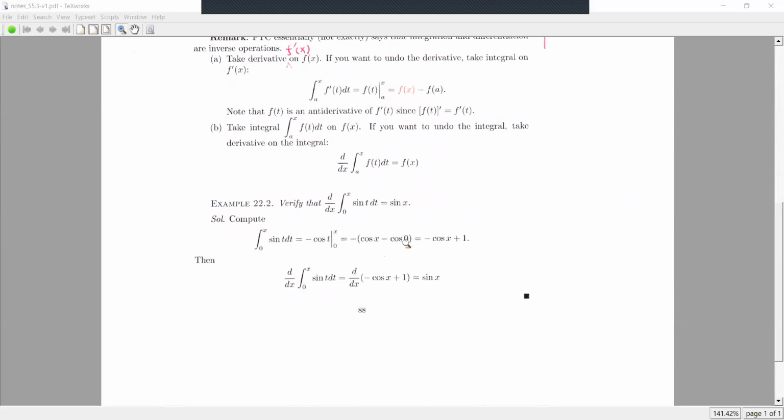Cosine of 0 is 1. Distribute the negative sign, then we get this. This is the integral from 0 to x of sine. Now, I want to recover the function sine. How to do that? Take the derivative of this. Take the derivative of the integral. Then clearly the derivative of negative cosine of x plus 1 is sine.